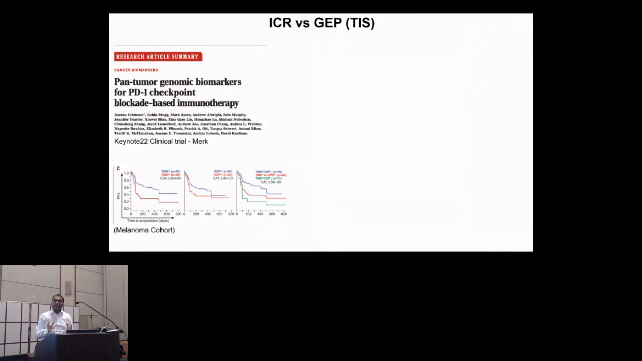So our solution is, again, very simple. In the KEYNOTE-022 trial organized by Merck, they showed that TMB has prognostic value, and the gene expression signature also has prognostic value when you are trying to segregate out patients who are going to respond and not going to respond. And a combination of the two can help you to better segregate them.